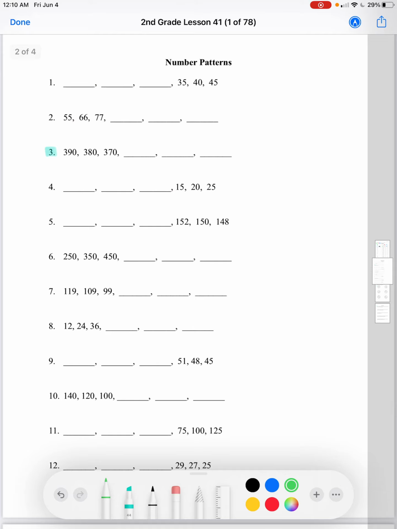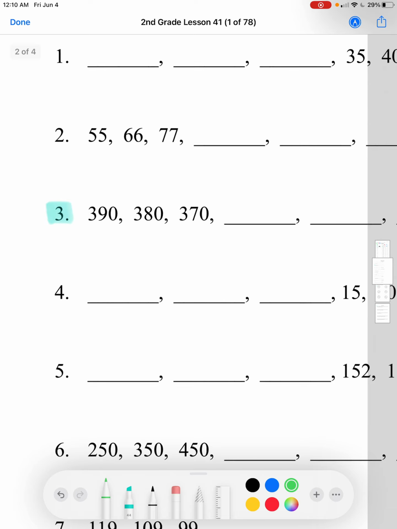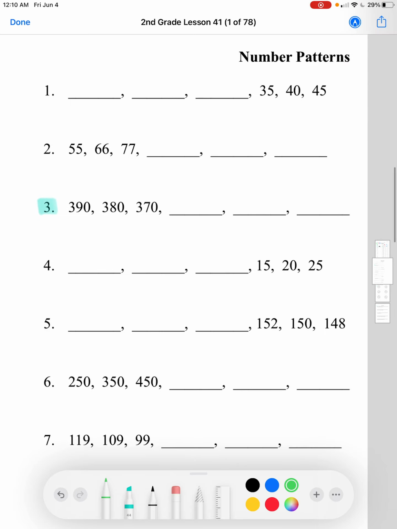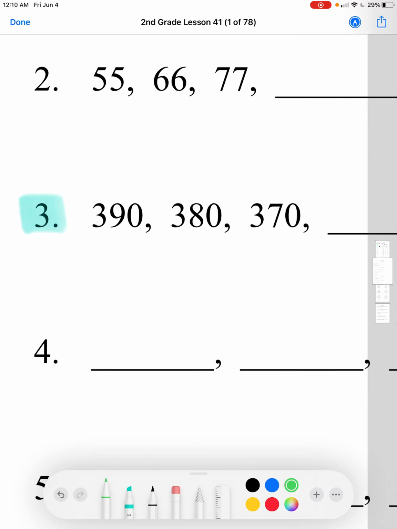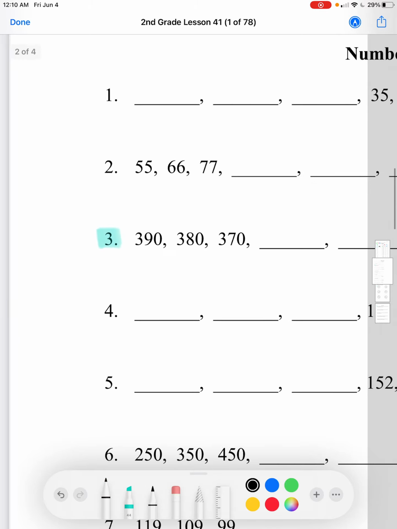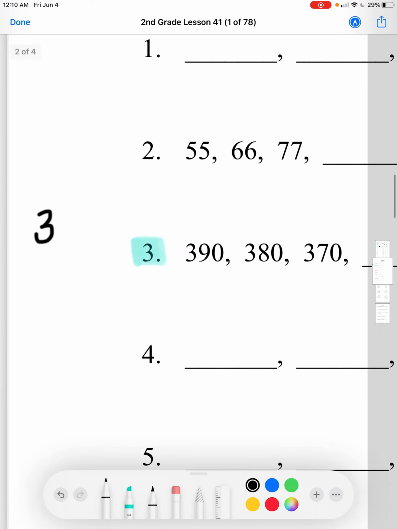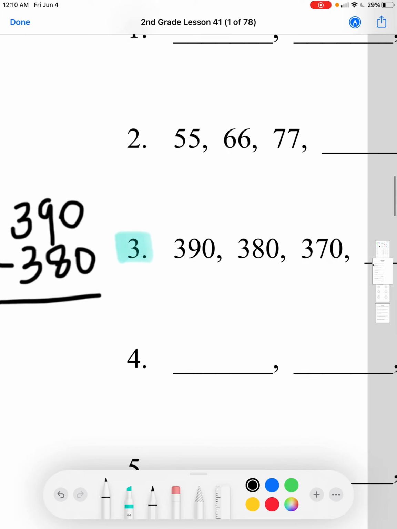Now let's go on to number patterns. Let's do number 3. We have the numbers 390, 380, 370, and then 3 blanks. So we have to find the pattern here. So first let's subtract these two and see if there's a difference and if it's the same. This is to find out what we have to do to 390 to get to 380.